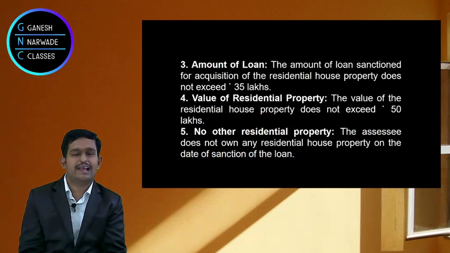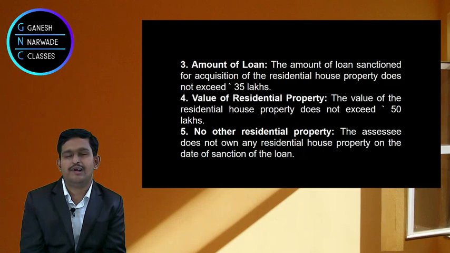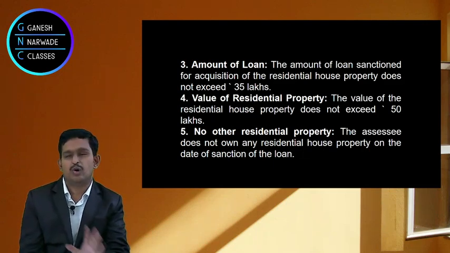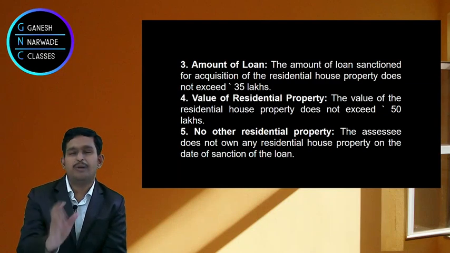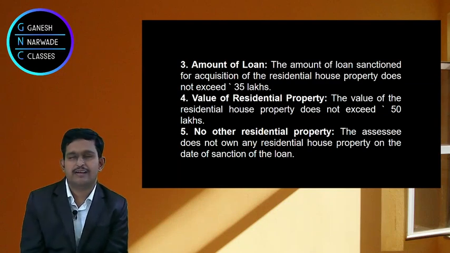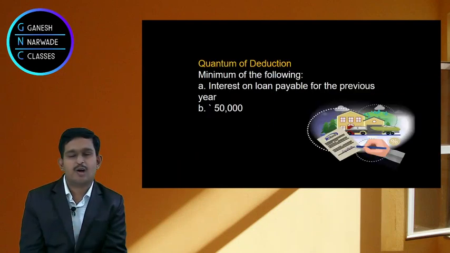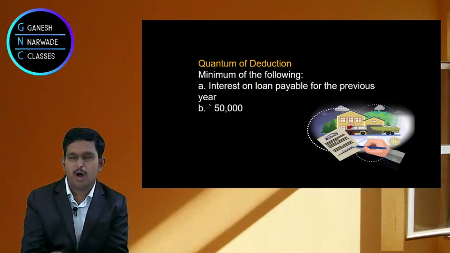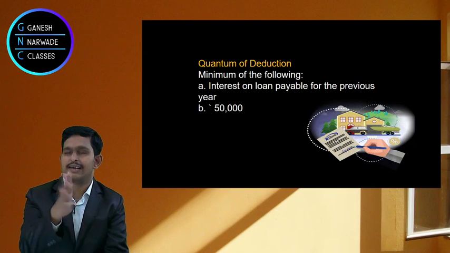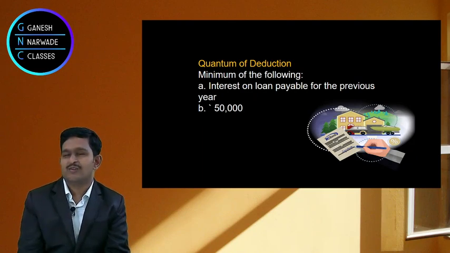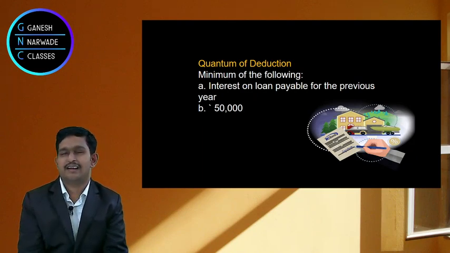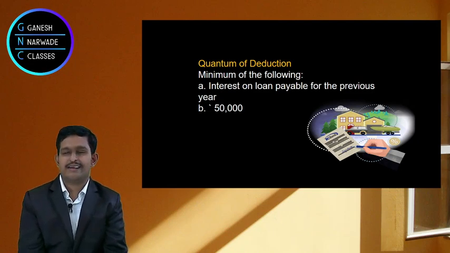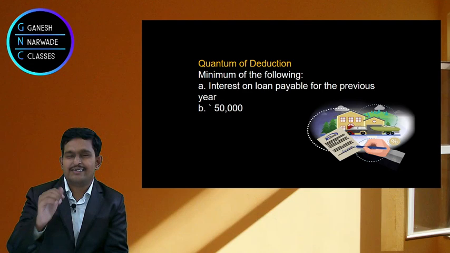Not more than 50 lakhs. And should you have any other residential property to take benefit under this section? No, you should not have any. So how much deduction will you get, sir? Please tell me. You will get the deduction of whatever amount of interest you paid. Principal, you will not get deduction here. Only interest you will get deduction here. Okay, sir. How much? Actual amount of interest or 50,000, whichever is lower.